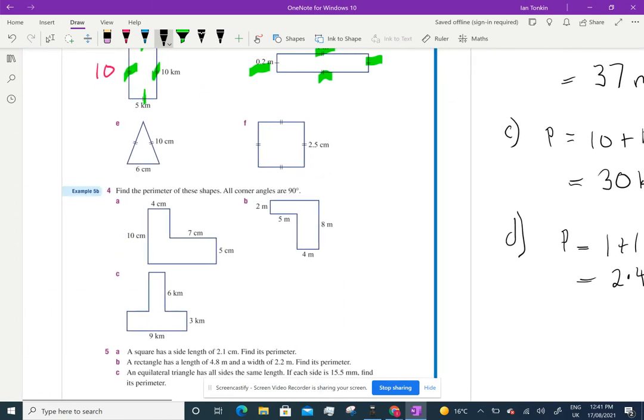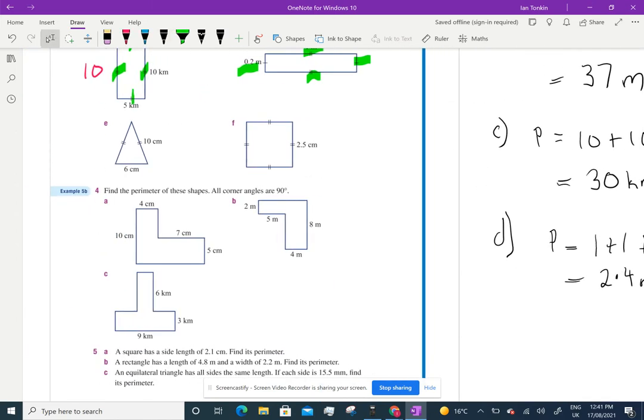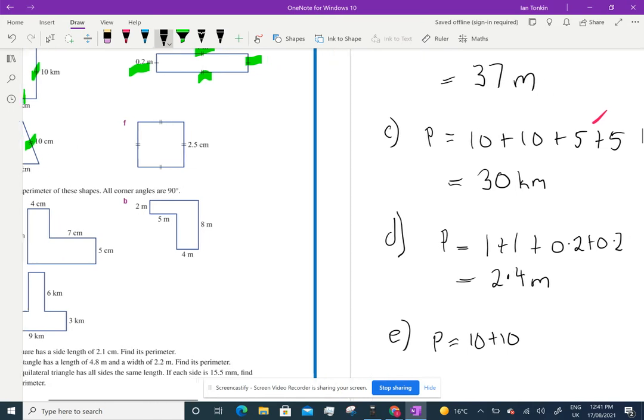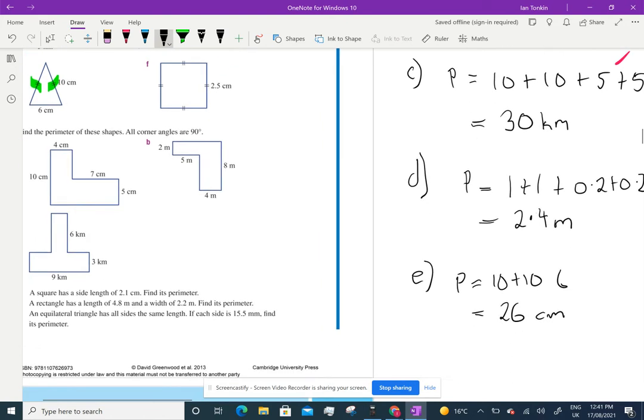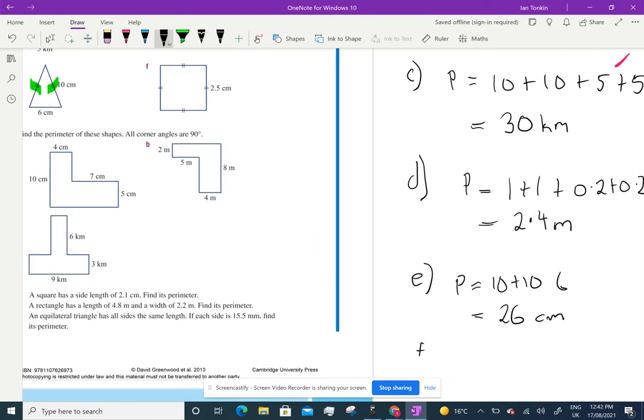Let's move on. Now, this is a triangle. I've got this symbol here, which indicates that that's also 10. See if you can do it before me. Perimeter equals 10 plus 10 plus the bottom length, 6. 10 plus 10 is 20, 6, 26, and we're in centimetres. Nothing really hard yet.